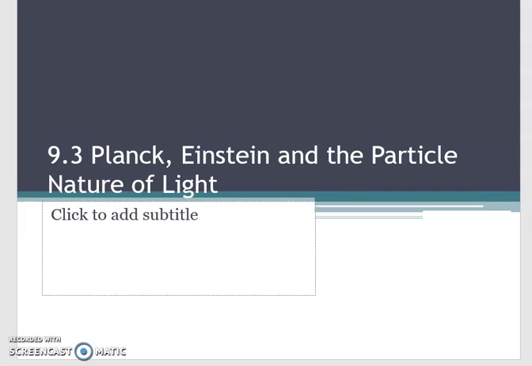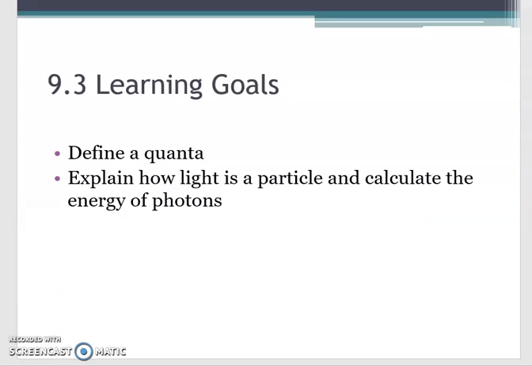All right, so we looked at how light is a wave, and we've calculated wavelength and frequency based upon the speed of light. But now we're going to take a look at how light is a particle. The learning goals for this would be that you could define a quanta or quantum of energy and explain how light is a particle and calculate the energy of photons.